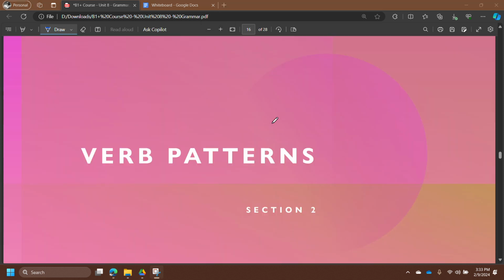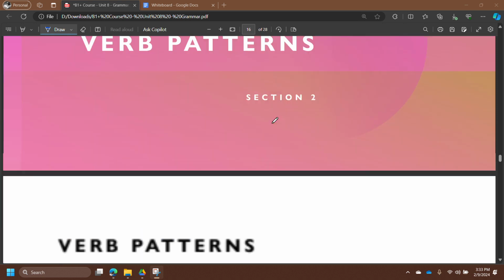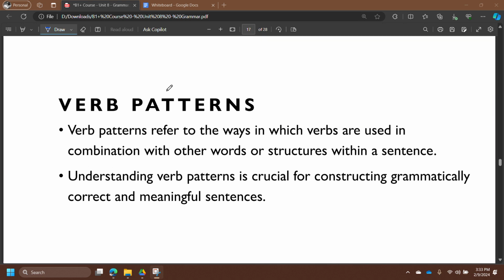And now verb patterns, guys, section 2. Let's talk about it. Verb patterns refer to the ways in which verbs are used in combination with other words or other structures within a sentence. Understanding verb patterns is crucial for constructing grammatically correct and meaningful sentences.